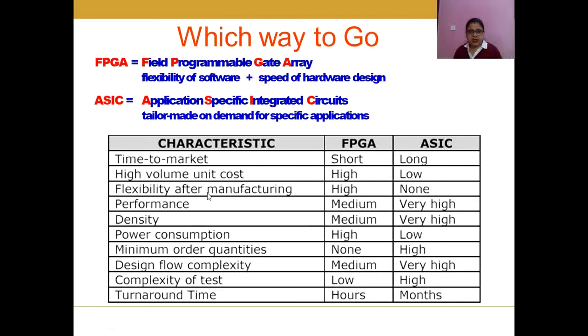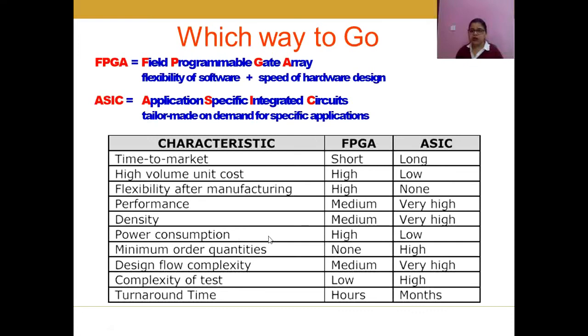And if I compare it with certain parameters like time to market, FPGA has a short time to market, but ASIC takes a long time because they are designed from the very first step to the last one. High volume unit cost, FPGA is high, and ASIC for a high volume unit cost will be low. Flexibility after manufacturing, ASIC never gives any flexibility. Once it is fabricated, it will only function for that particular application. But FPGA has a high flexibility. Performance, FPGA has a medium performance, whereas ASIC will give you a high performance. Density, FPGA is medium density and ASIC is high density.